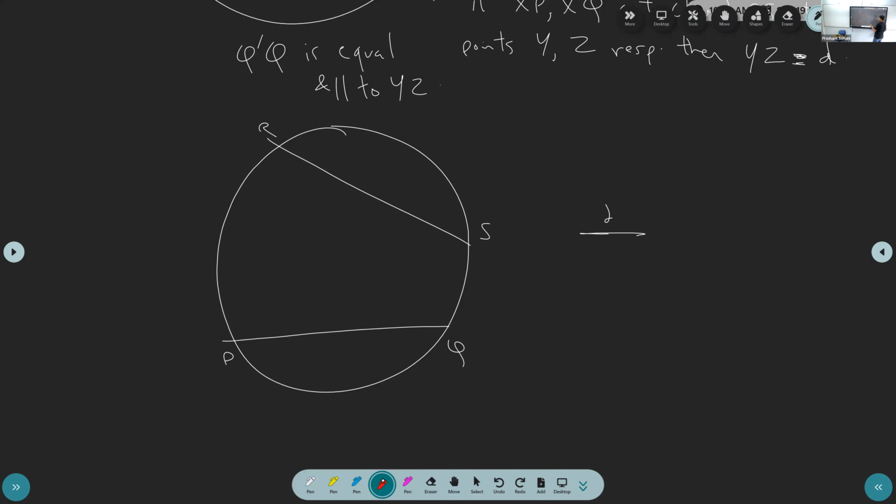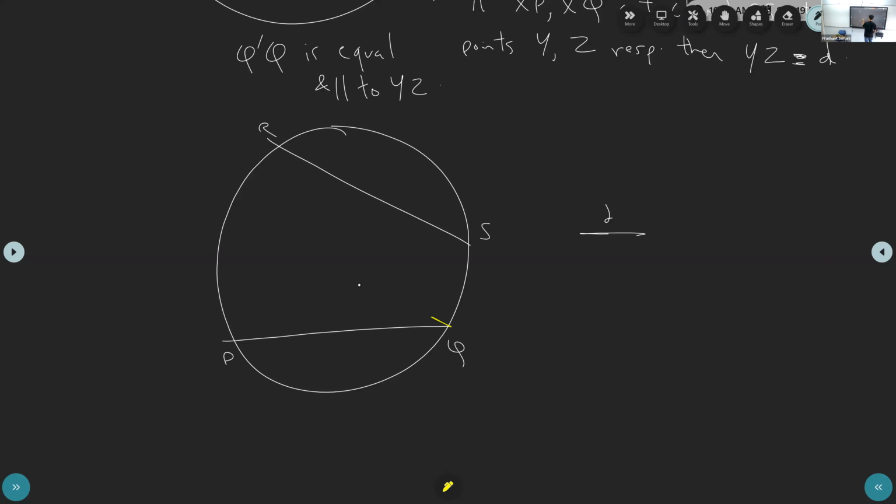First, what I will do is I will draw a line parallel to RS through this point Q. Okay? And on that line, with D as my distance, I will make an arc and I will get a point Q dash. Okay? So this D and Q dash Q are equal.